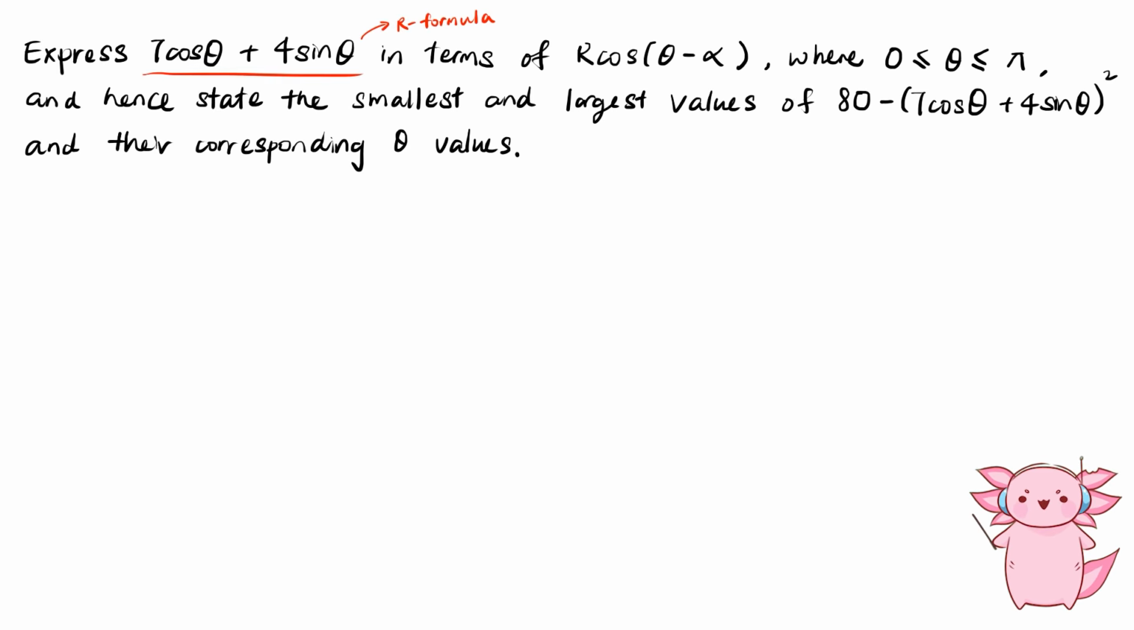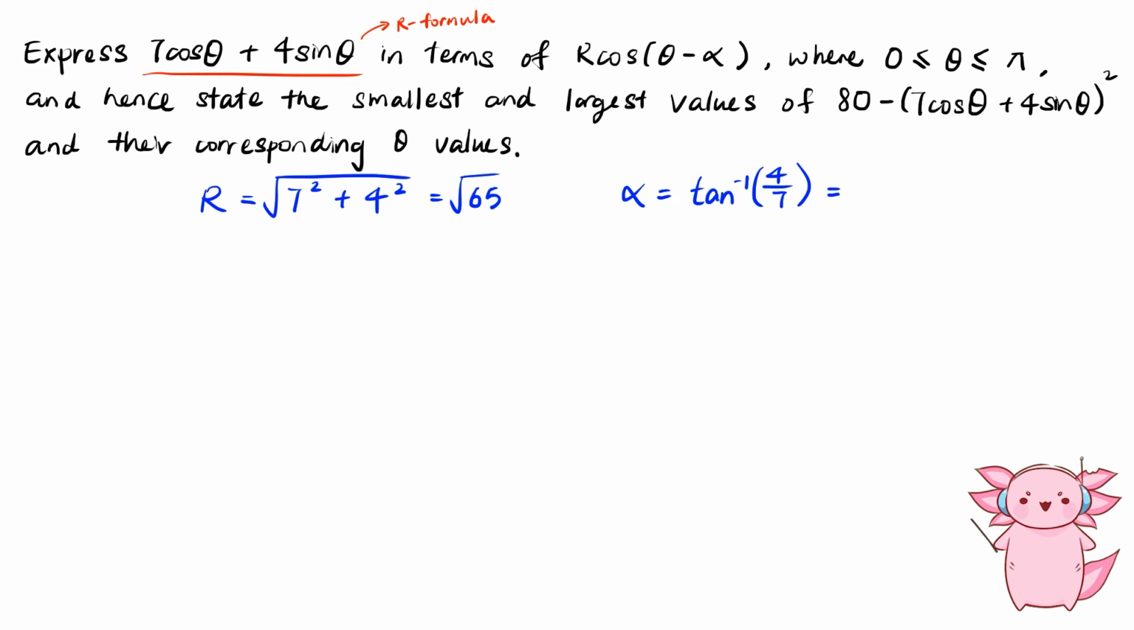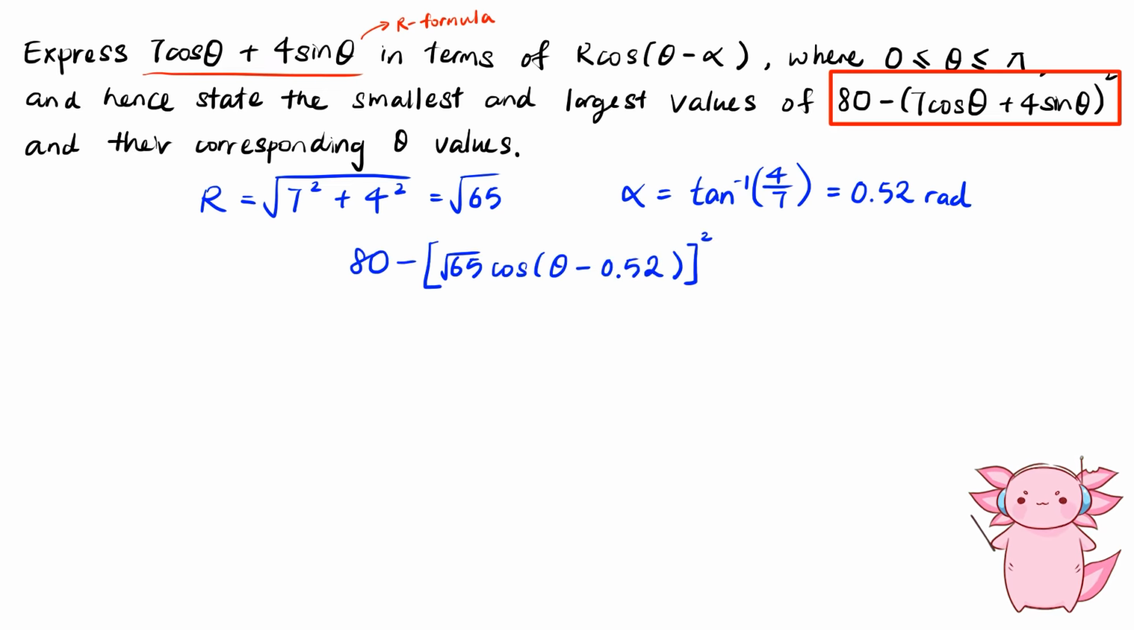Okay, this R-Formula question is super interesting, but first let's just quickly find the value of R by doing square root of 7 square plus 4 square, and then we can calculate the alpha value by doing tangent inverse 4 over 7, which works out to be 0.52 radians. Now let's write out the R-Formula in our second equation over here, and the question wants us to find the maximum and the minimum value of this whole thing over here.